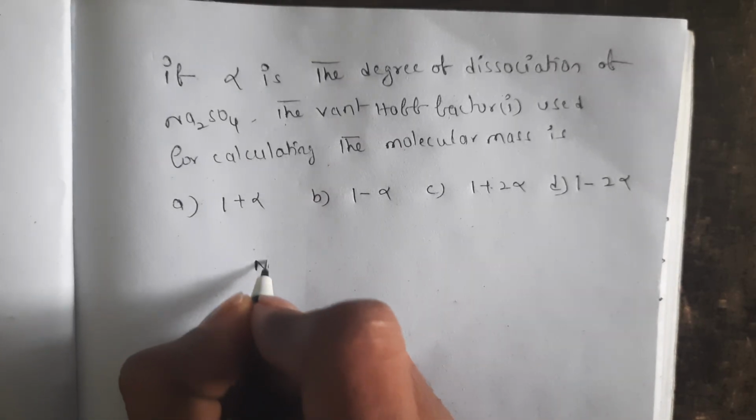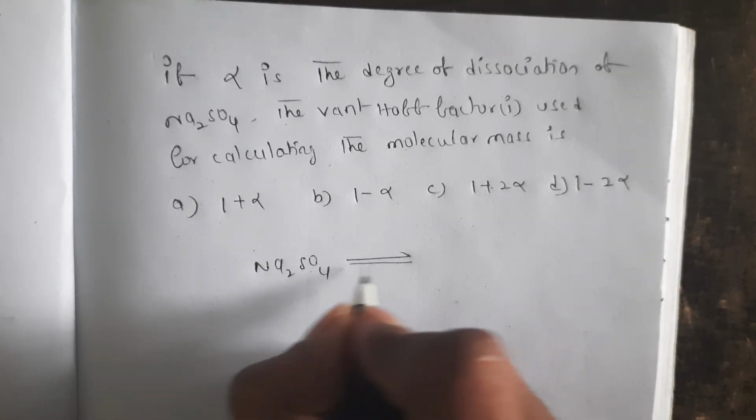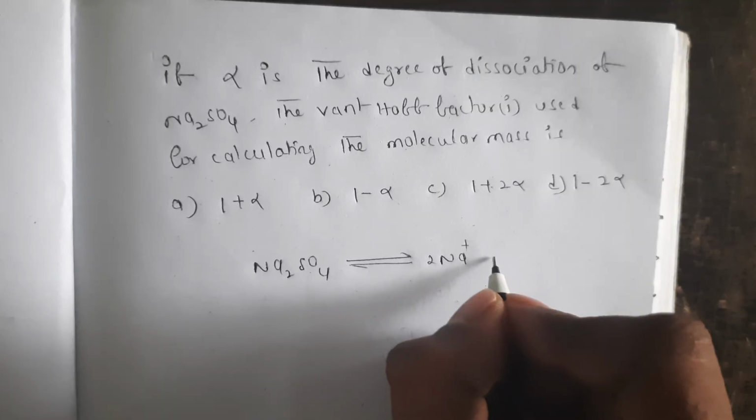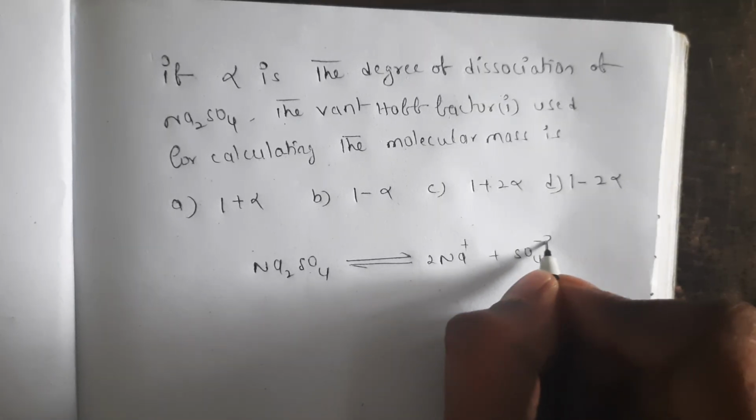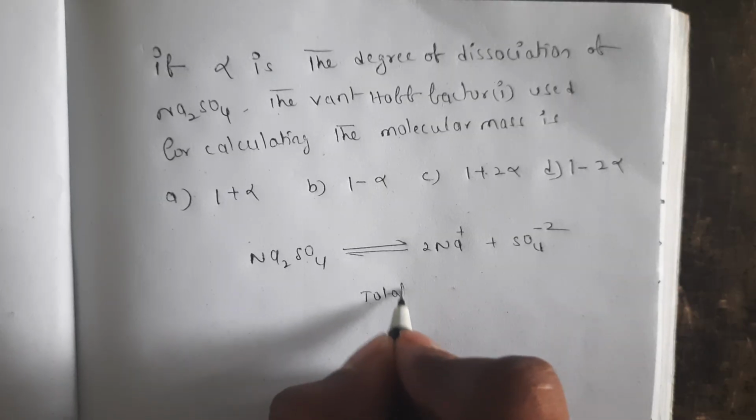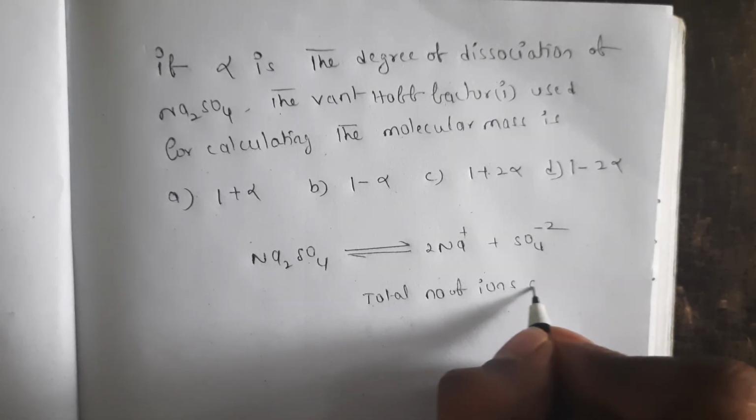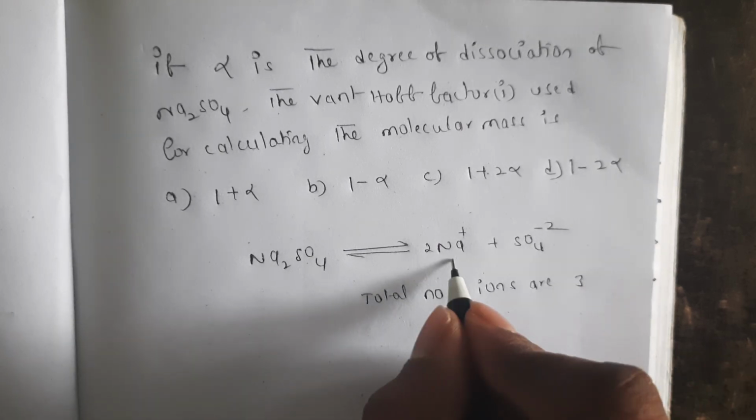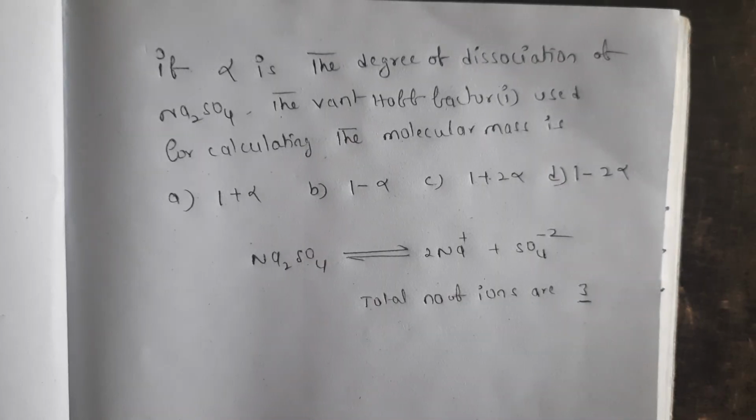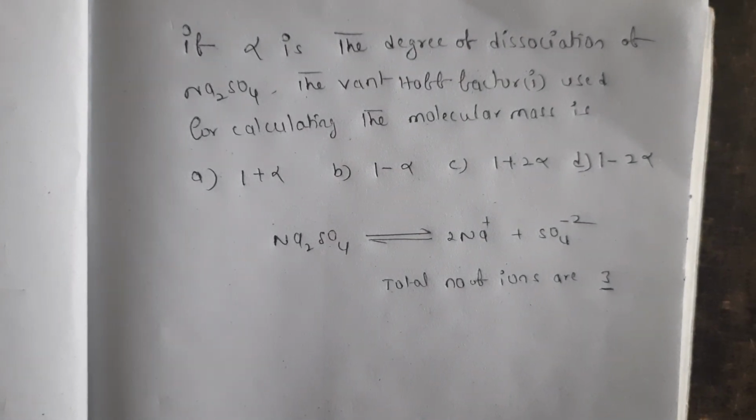So here Na2SO4, it is sodium sulfate, it undergoes dissociation, it forms 2 Na+ ions plus a sulfate ion, right? Now in this, the total number of ions is 3, here 2, here 1. Now how many? 3. Okay, so for this we have a formula to calculate the van't Hoff factor.